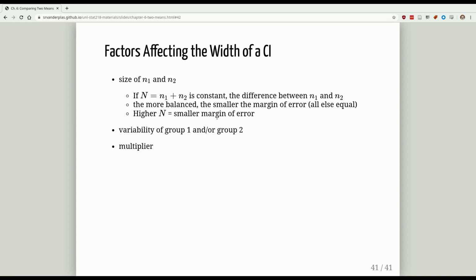Other factors include the variability of the groups themselves. And both group 1 and group 2 factor into that. So if there's more variability in your data, then your confidence interval is going to be wider. Makes sense. The last factor that affects the width of the confidence interval is the multiplier, and that's in this class always going to be 2. So that particular factor, you just have to know that it exists.